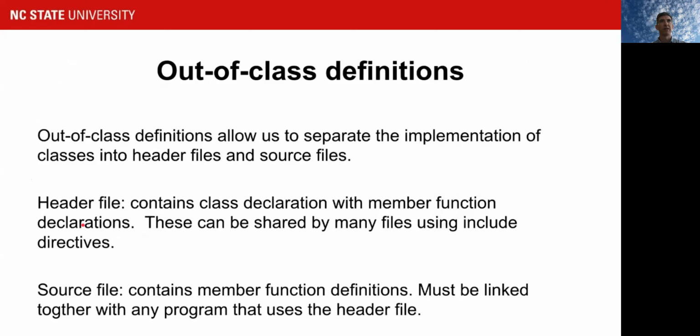Okay, so in summary, out-of-class definitions allow us to separate the implementation of classes into declarations and definitions. And this is very helpful later when we want to separate classes into header files and source files. A header file is something that might get included in a lot of places. And the source file is where the implementation really is, that you have to compile and link together with other source code files in order to get a program to really work. And by separating these two things out, it gives us flexibility that we wouldn't have before.